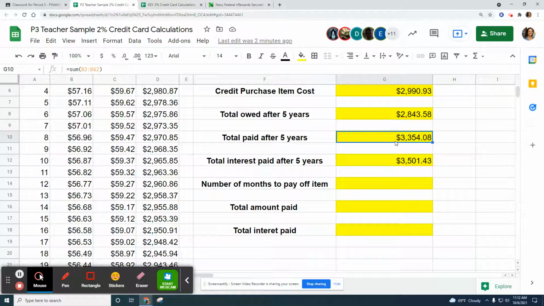Help each other out so you can get it. Total owed after 5 years equals D62.